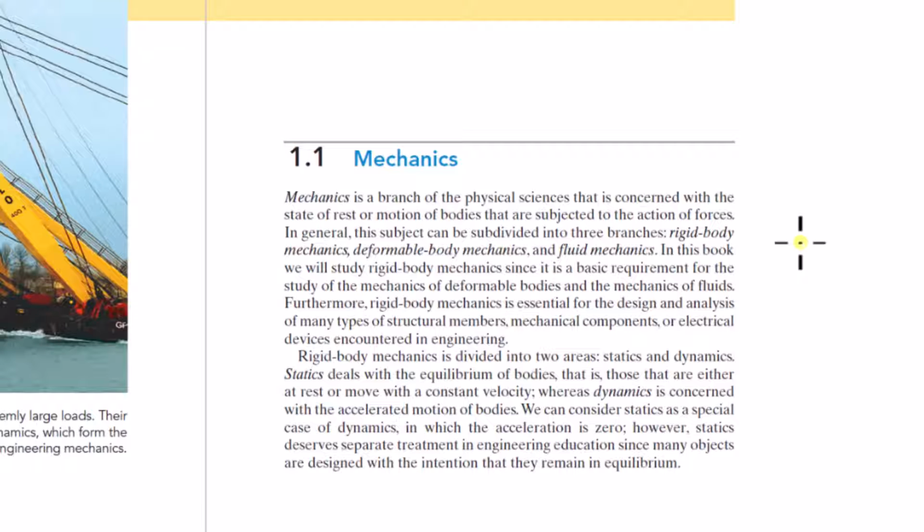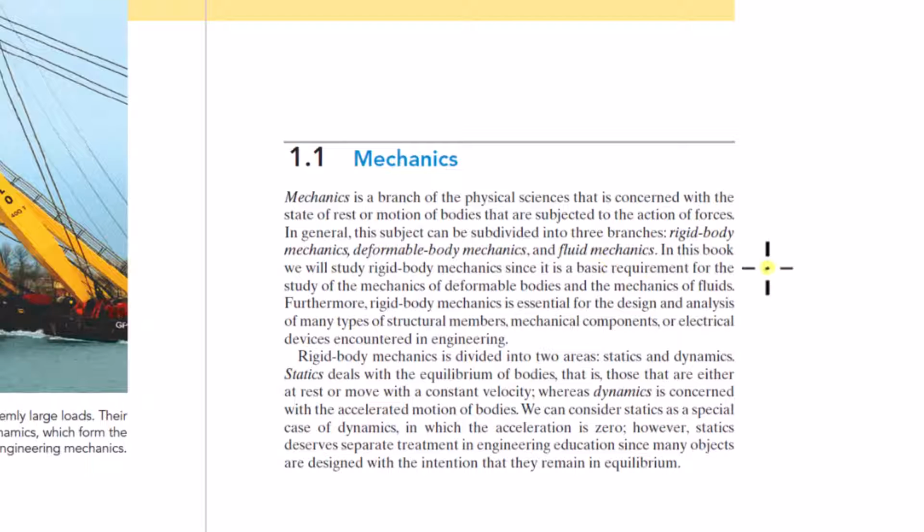That's mechanics. In general, mechanics can be subdivided into three branches: rigid body mechanics, deformable body mechanics, and fluid mechanics. So rigid body mechanics, that's statics and dynamics. All of the bodies that you analyze, the bodies that have forces applied to them, all of those bodies you consider to be rigid bodies. And we'll talk about what a rigid body is soon. Deformable body mechanics, that's like mechanics of materials. So the body is not rigid, but it's deformable.